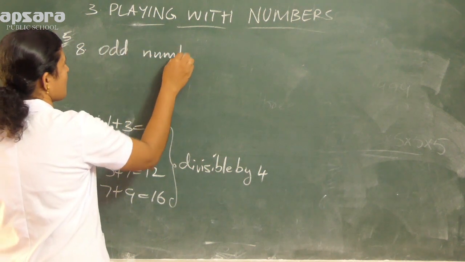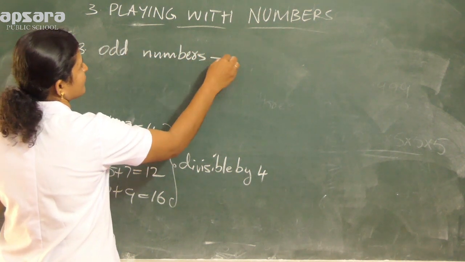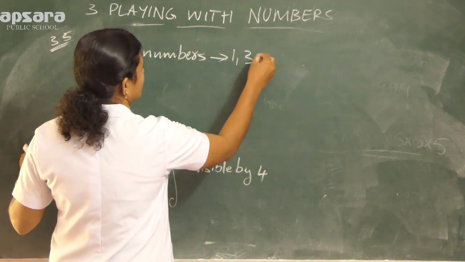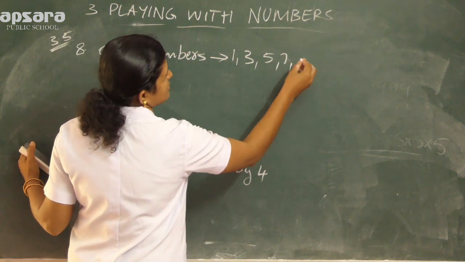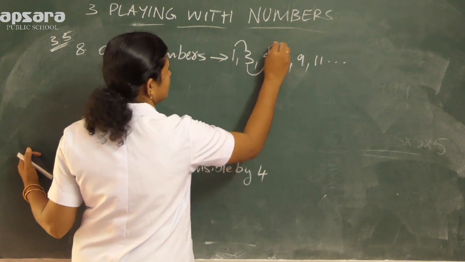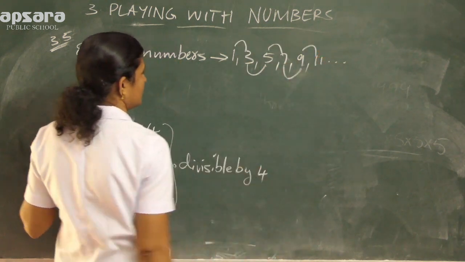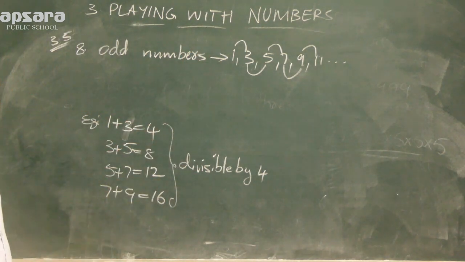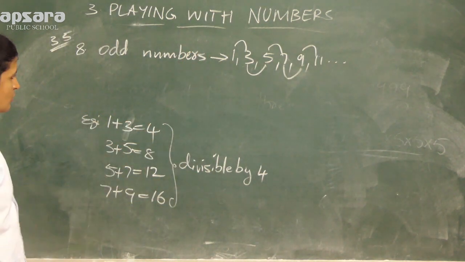Odd numbers. Write 1, 3, 5, 7, 9, 11, etc. Okay, add them and write this. So what is our answer?